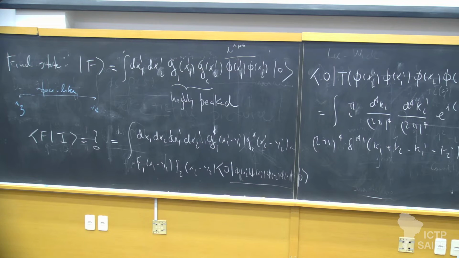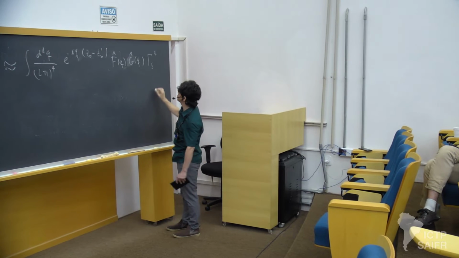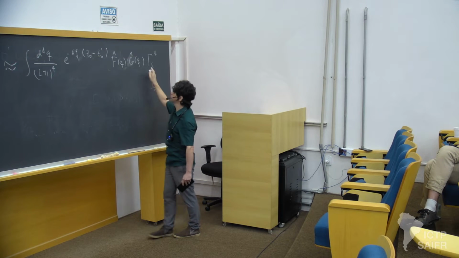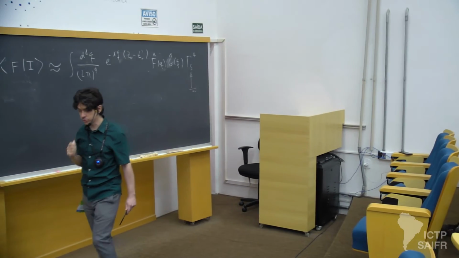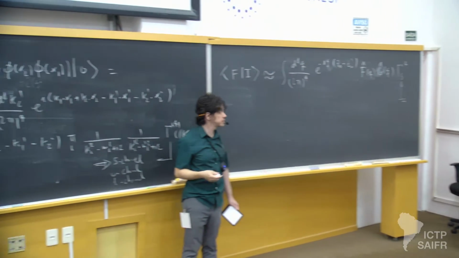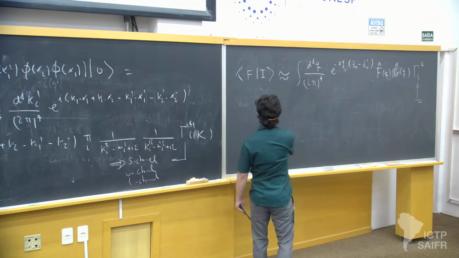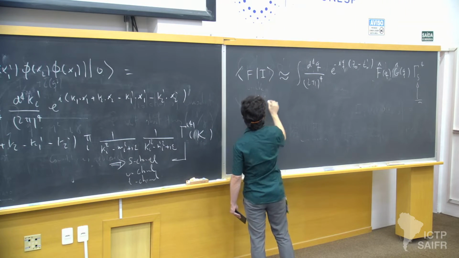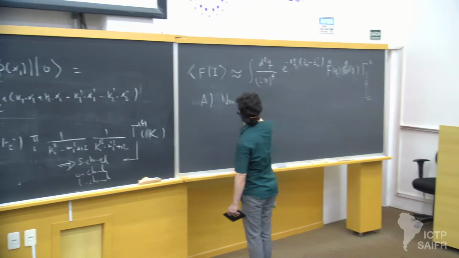Times the guy that we want to calculate, the amputated Green's function. That is the information that we want to input in this formula and see what happens. So first, let us consider a normal unstable particle.